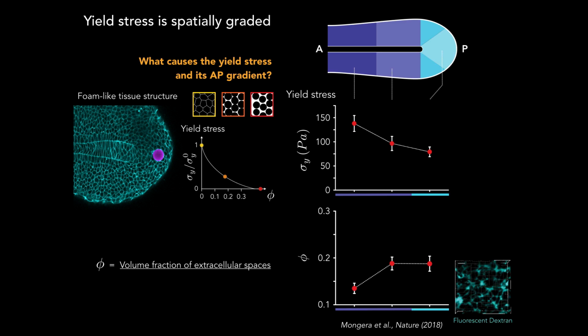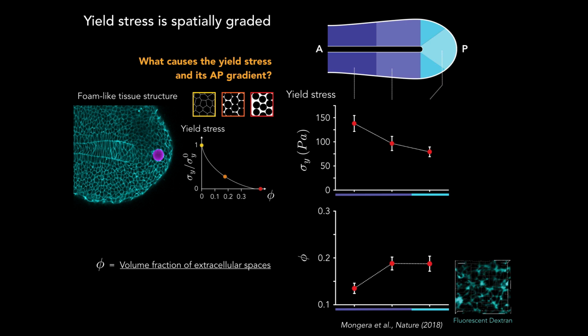And if you measure the volume fraction of the spaces between the cells, what you find is the following. You see that in the region where the yield stress is maximal, the amount of spaces between cells is minimal, and vice versa. Where the yield stress is minimal, the volume fraction is maximal, or, well, I mean, it's not exactly, but it's the case.